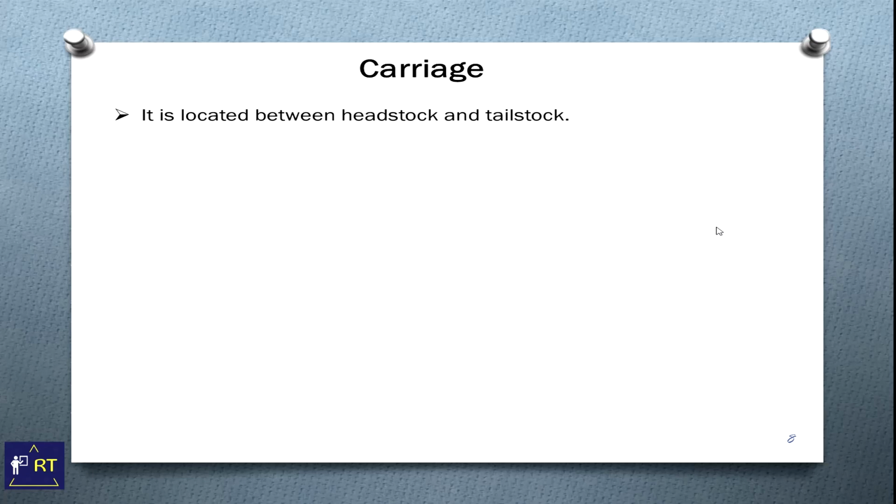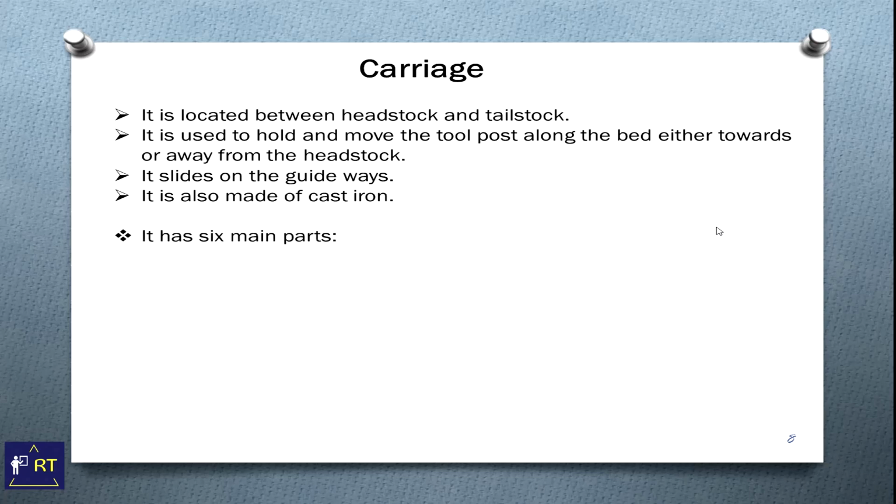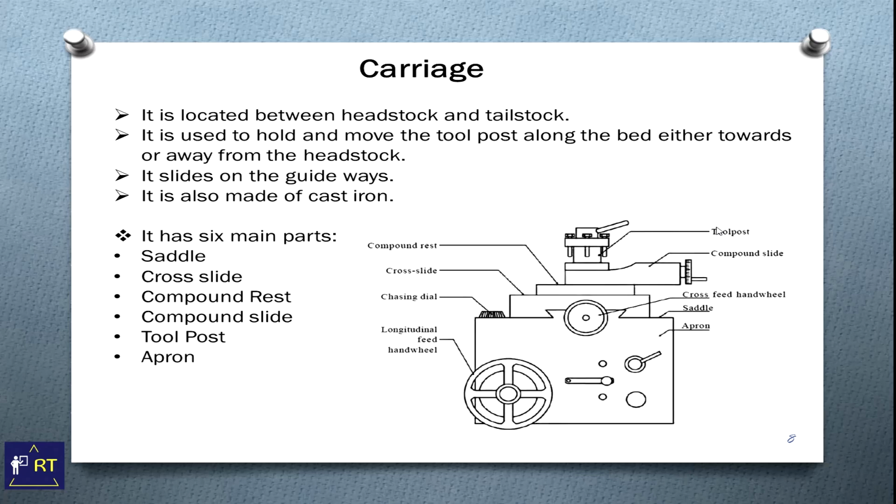Next, carriage. It is located between headstock and tailstock. It is used to hold and move the tool post along the bed either toward or away from the headstock. It slides on the guideway. It is also made of cast iron. It has main parts: saddle, cross slide, compound rest, compound slide, tool post, and apron. And this is the image of carriage.